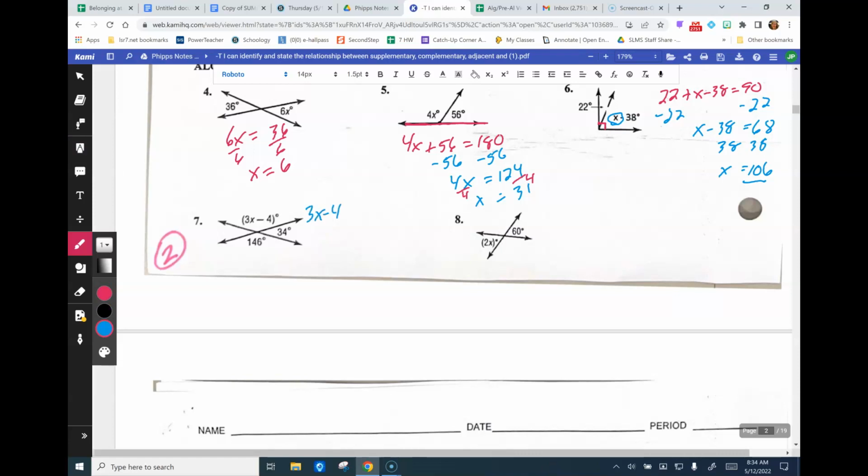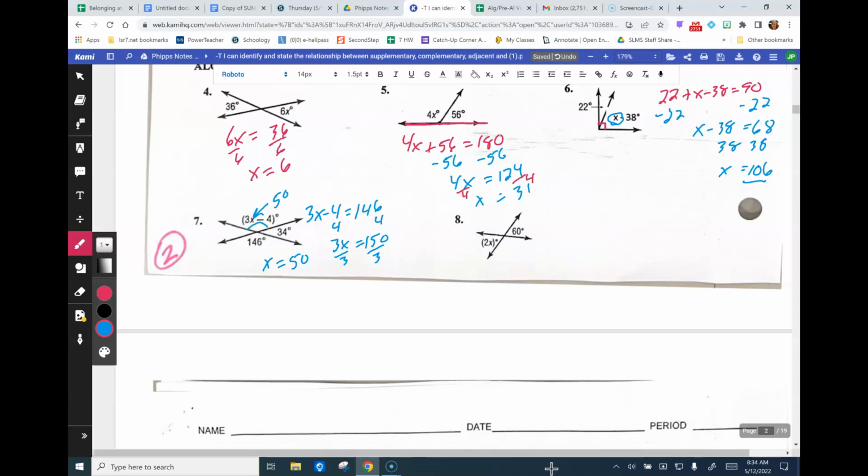3x minus 4 is equal to 146. Add 4. I just want you to see that you can do it either way and it won't make any difference. So when I divide by 3, I get x is equal to 50. So x equals 50. The angle itself is equal to 146.